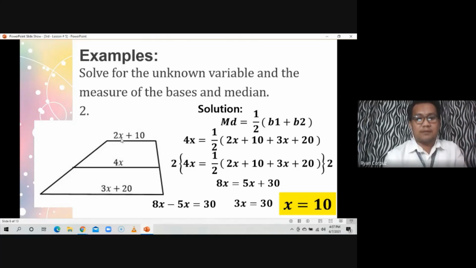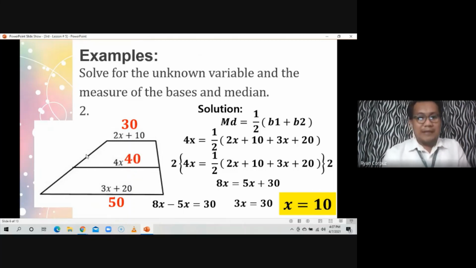So, 2 times 10, that would be 20, plus 10, that is 30. The other base, 3 times 10, that would be 30, plus 20, that would be equal to 50. Then for the median, 4 times 10, that would be 40. So that will come up with that. So the base 1 measures 30, base 2 measures 50, and the median measures 40.